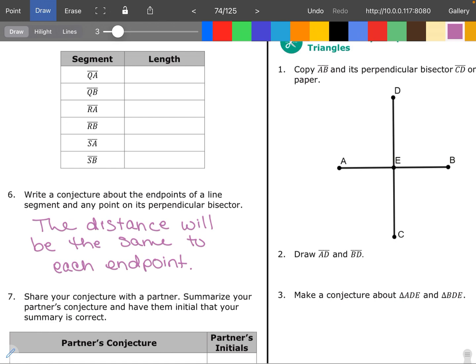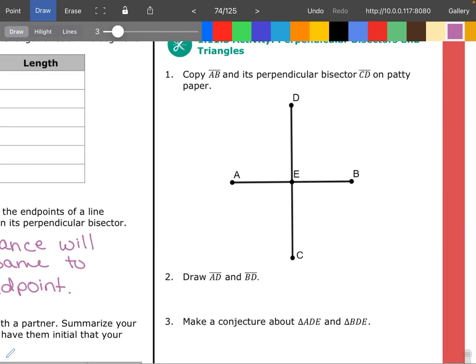On the next one, grab either a sheet of patty paper or just follow along as we're going through this. If you have the patty paper, I want you to copy segment AB and its perpendicular bisector CD. Then on the patty paper, draw a line from A to D, and then another one from B to D. Make a conjecture about the two triangles ADE, so ADE, this triangle here, and this triangle over here.